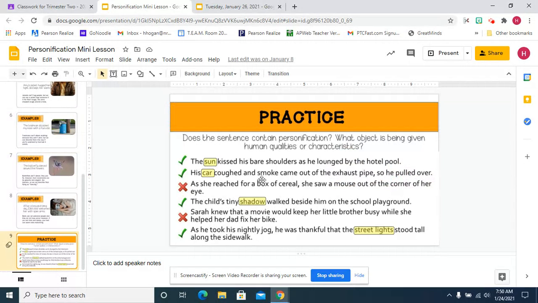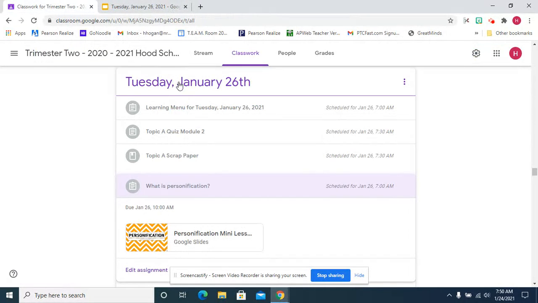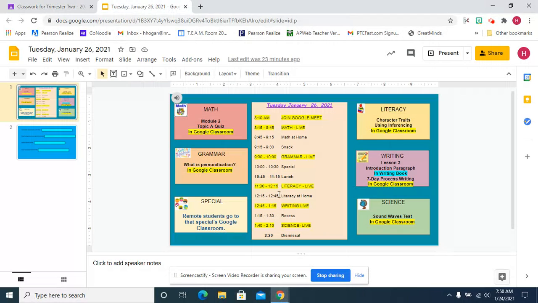And here is your practice. Does the sentence contain personification? What object is being given human qualities? The sun kissed his bare shoulders. His car coughed. Okay. So that is our personification for today for grammar. After math, we have snack, grammar, then our special and lunch.